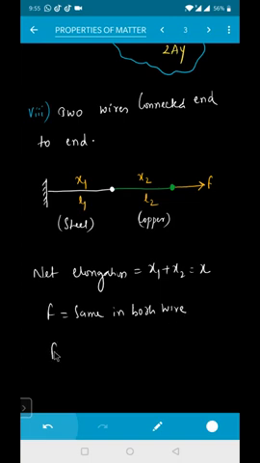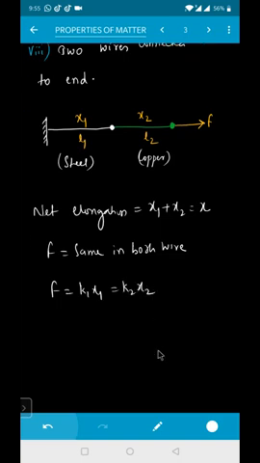So I can write here F is equal to K1 into X1, which will be equal to K2 into X2. That is the same, isn't it? So from this one, K1 X1 will be equal to K2 into X2. Clear?